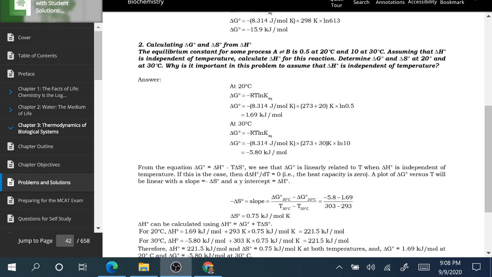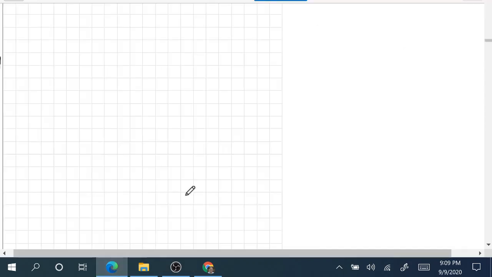Determine delta G naught and delta S naught at 20 degrees and 30 degrees C. Why is it important in this problem to assume that delta H naught is independent of temperature? So we have a lot of things to consider in this problem, and we have a lot to do. Okay, so let's get started.